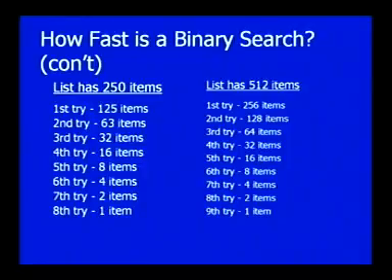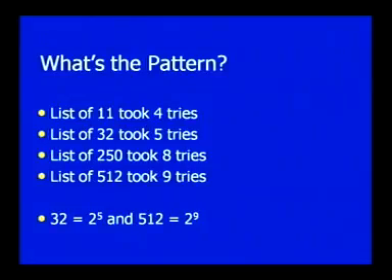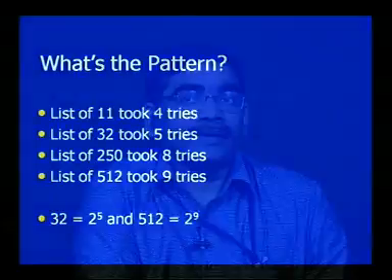What will happen if the array has got more number of items? For example, 250 items. You can see middle 125, 63, 32, 16, 8, 4, 2, 1. You can see very well in the 8th try itself you are able to find the element. Similarly, 512 items. So, you can see now that the hidden relation is the tries are the logarithmic of the numbers.